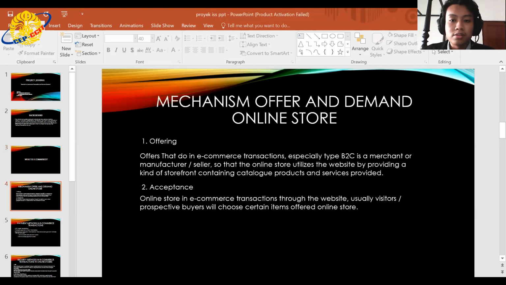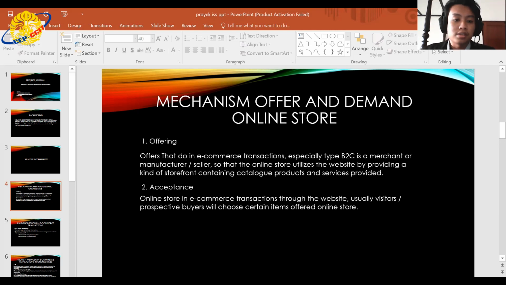Now this is the mechanism of offer and demand of the online store. First, there is an offering. This is the offer made in some e-commerce transactions, especially B2C, where the merchant or seller, the online store, uses a website by providing a storefront. It contains a catalog of the products and also the services provided.